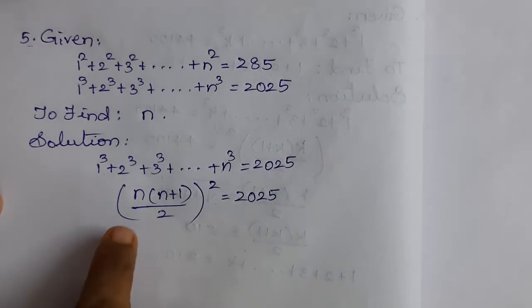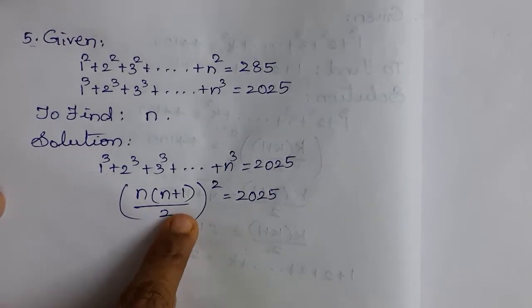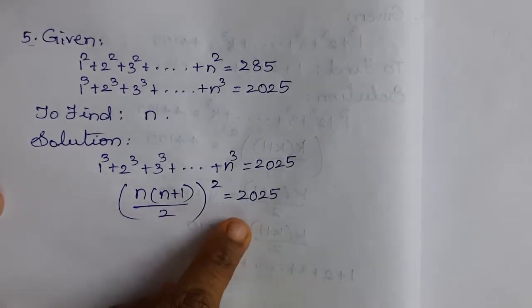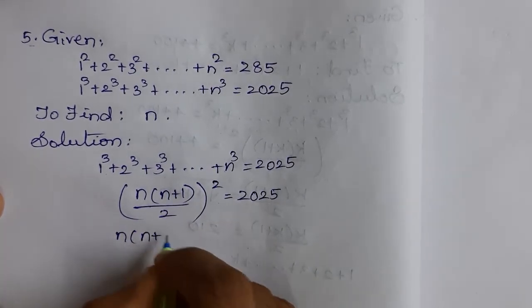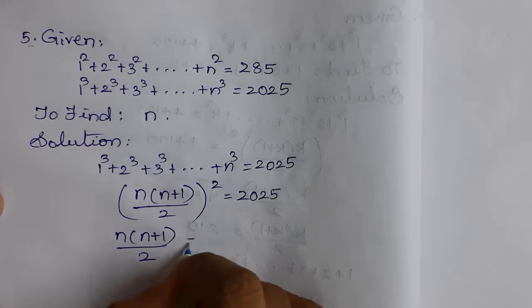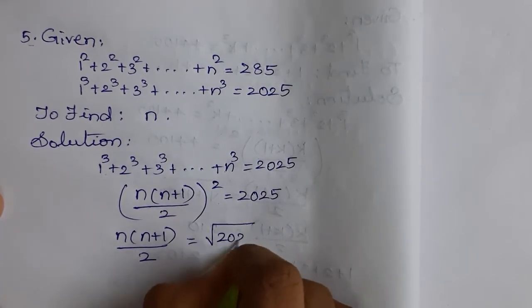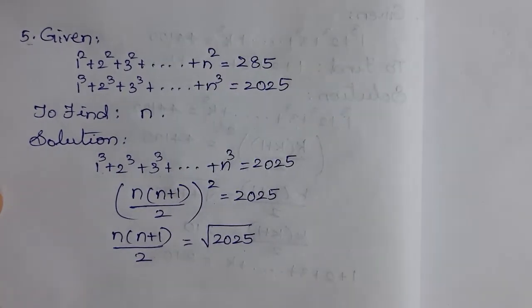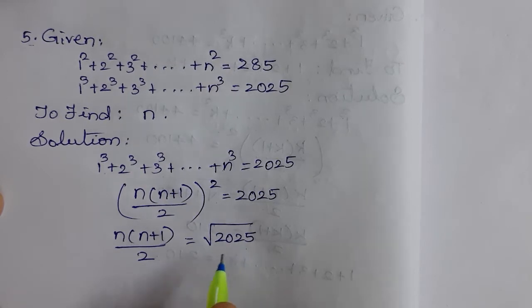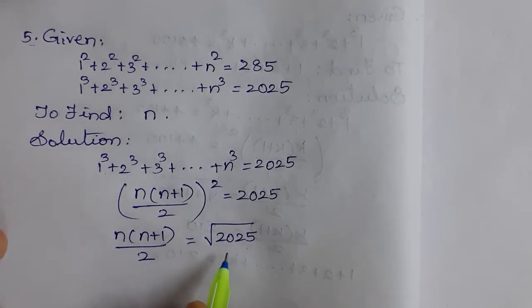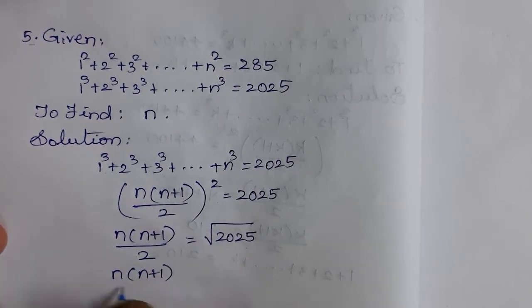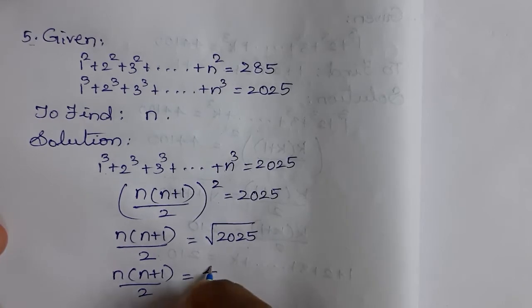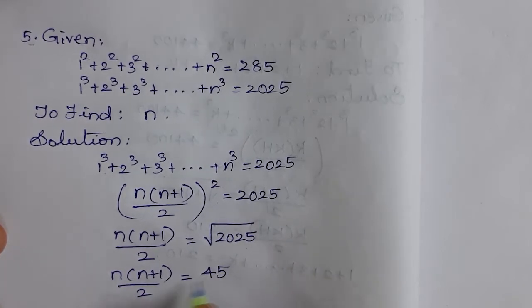As usual, in order to find the value of n, we remove the square. When you take the square to the other side, it becomes the square root. So n(n+1)/2 is equal to the square root of 2025. Now 2025 is nothing but the square of 45. 45 into 45 is 2025. So n(n+1)/2 is equal to 45. Now cross multiply.